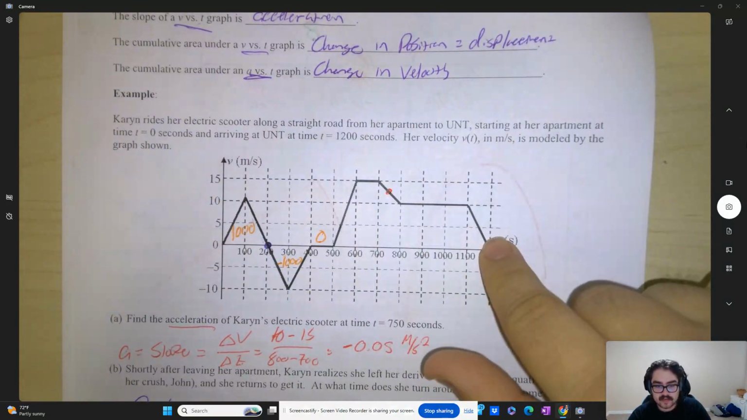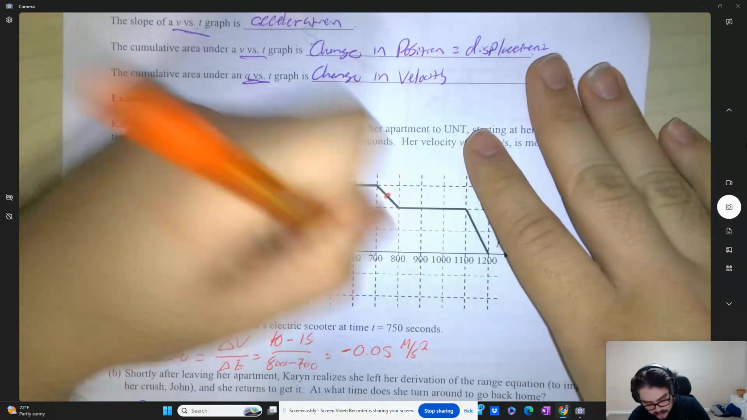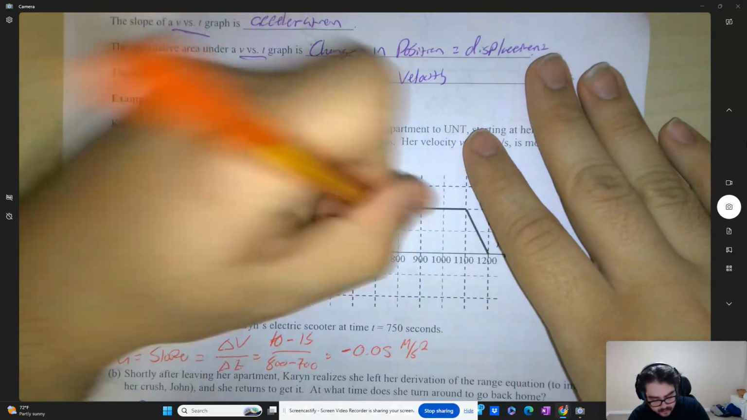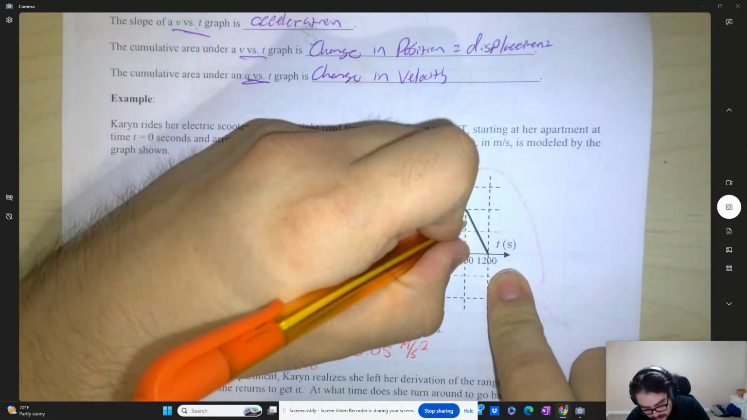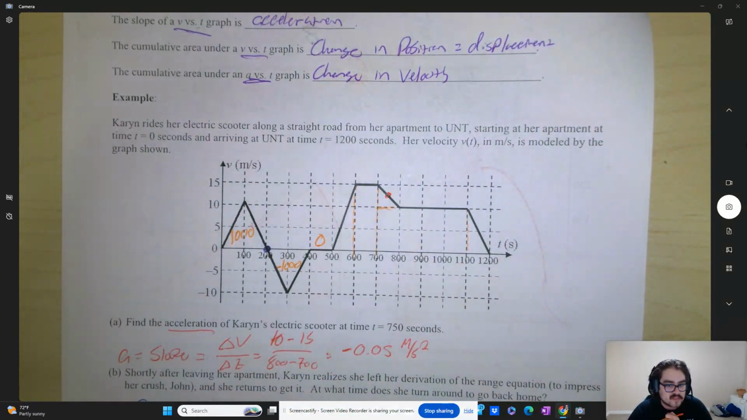This part right here is kind of weird, so I'm going to break it up into a couple of triangles and rectangles. Here's a triangle right here. Here's a rectangle right here. Here's a triangle right here. Here's a big long rectangle, and then here's a triangle right there. So you see how I've broken this up into a bunch of little pieces.